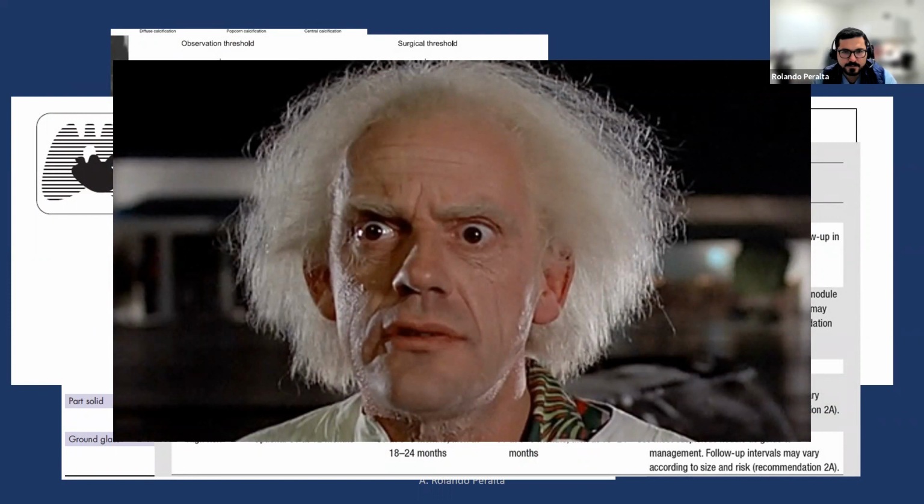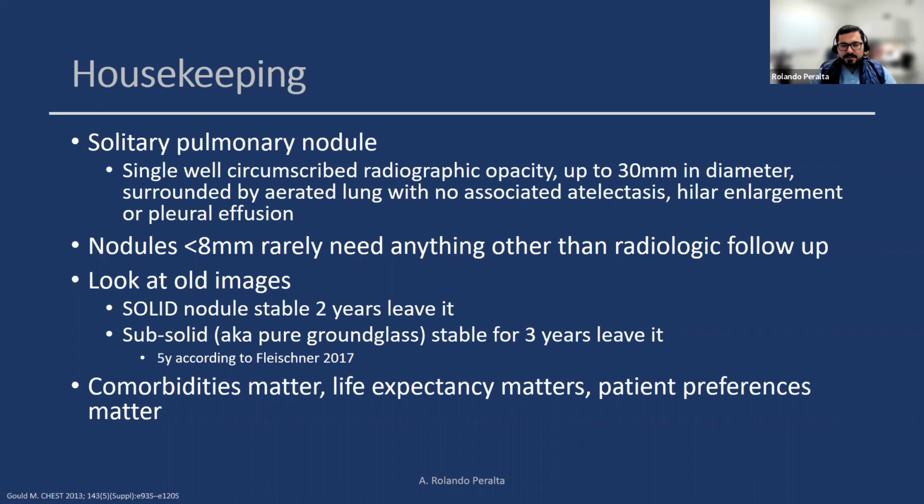So first, we're going to start with some housekeeping stuff. I think most of the audience right now are very familiar with certain definitions and risk factors, so we're going to get those out of the way.